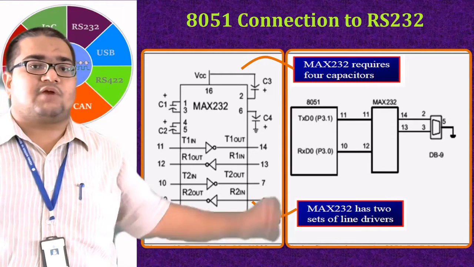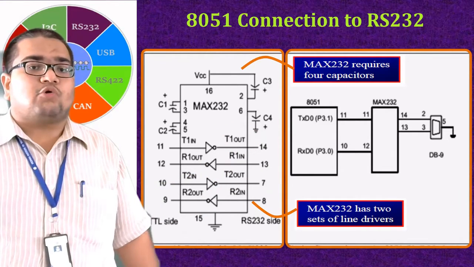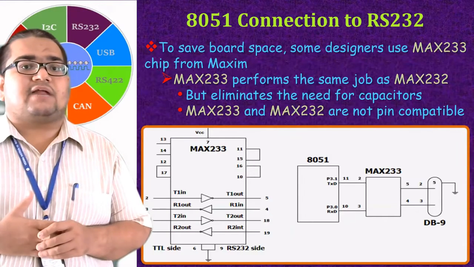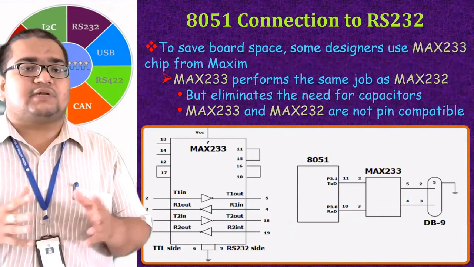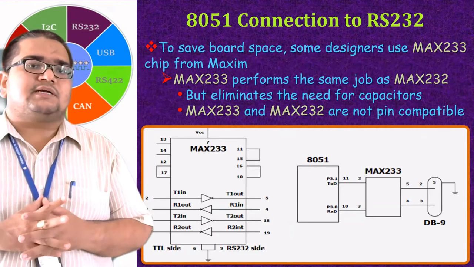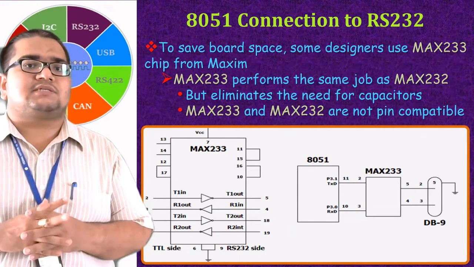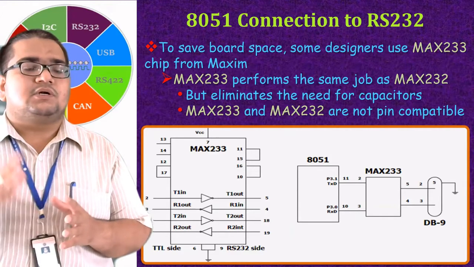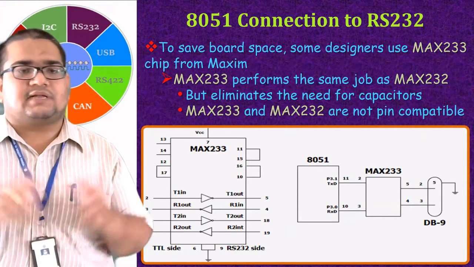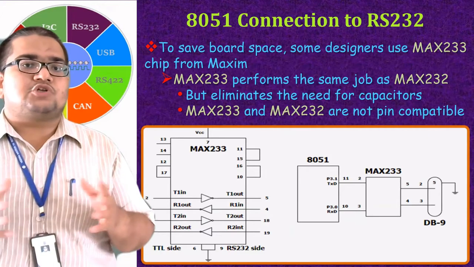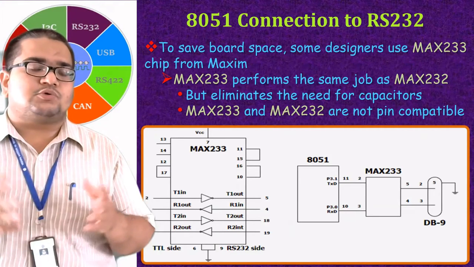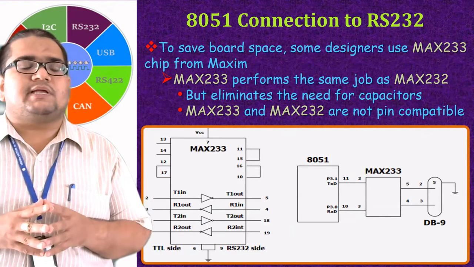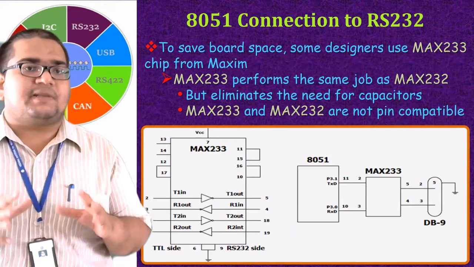You can see that a number of capacitors are connected here. To avoid that, some designers choose another driver IC called MAX 233. This avoids the requirement of those capacitors. MAX 233 and MAX 232 both perform the same job, but 233 eliminates the requirement of capacitors to be connected. And one more thing to be noted is that they are not pin compatible.